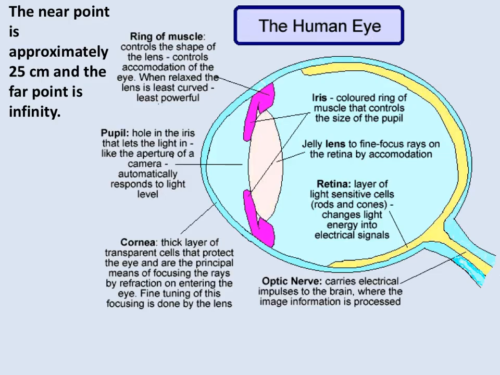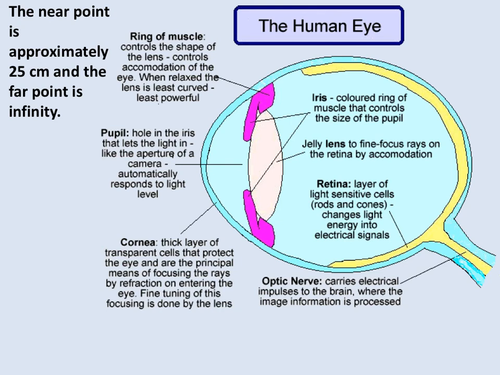On this slide we're going to look at the human eye. What you need to know about the human eye is that the near point of the human eye is approximately 25 centimetres, and the far point of the human eye, so the furthest away the human eye could see, if there's a light beam sent from that position, would be infinity. You also need to be aware of the different structures of the eye and what roles they fulfill in allowing us to be able to see.